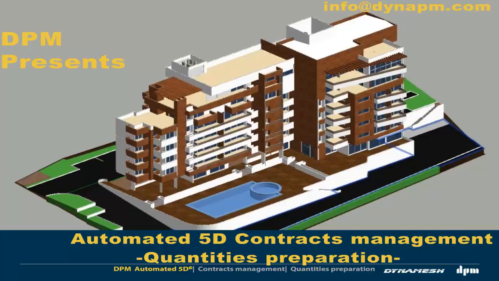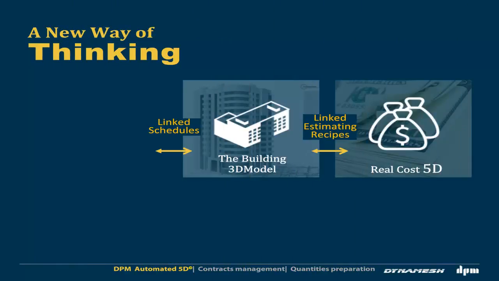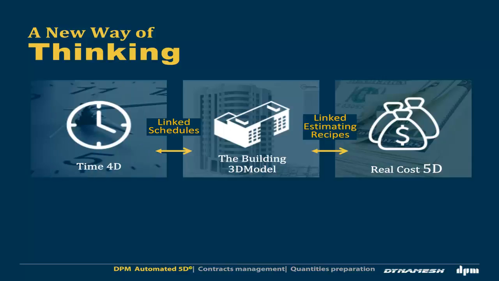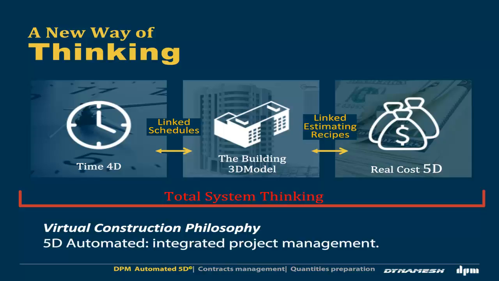Dynamic Project Management presents Automated 5D for Contracts Management, an overview of quantities preparation. Automated 5D is based on an innovative concept that links BIM design to contracts management and their costs. Furthermore, integrating time management and 4D planning enables the various engineering and management teams to operate seamlessly using this central platform.